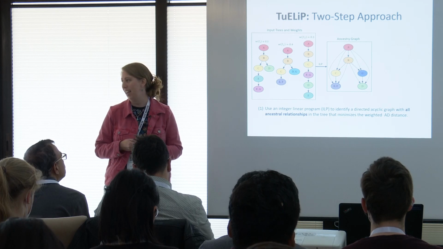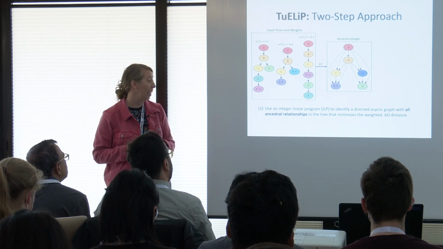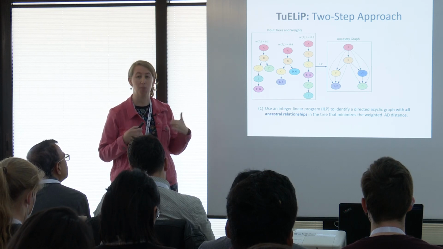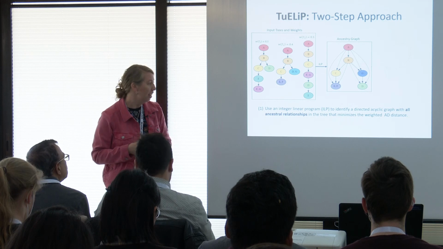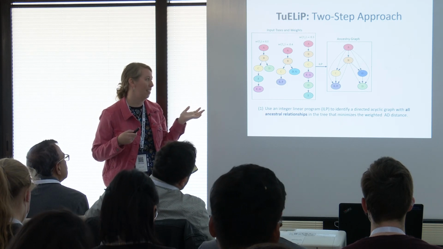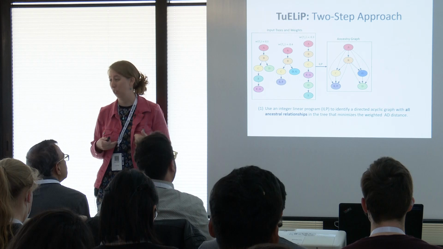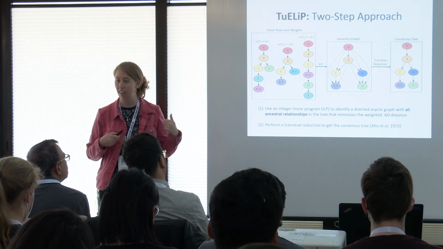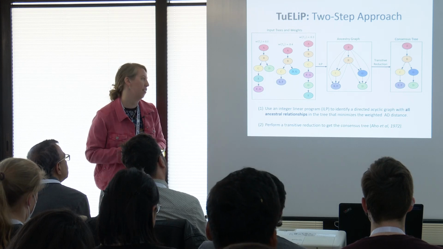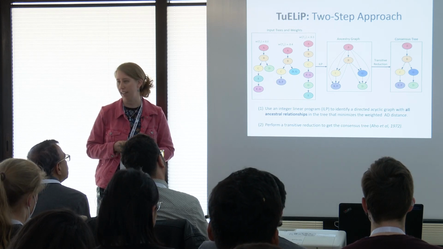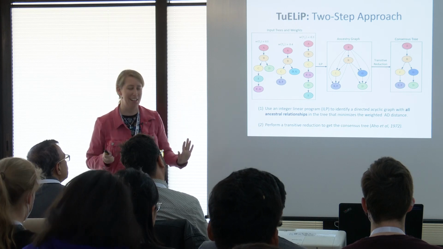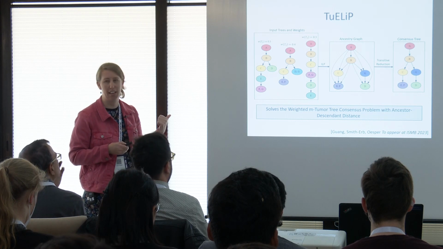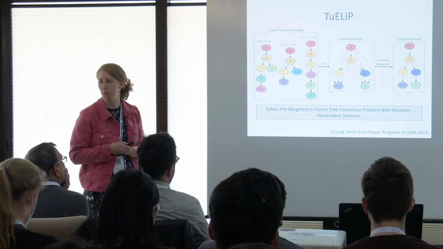What we're going to identify is a very particular DAG that has all directed ancestral relationships that will exist in our final consensus tree. Once we have this particular DAG, it has some special properties, and we can show that the transitive reduction of this graph does, in fact, give us a tree. And so that is going to be our consensus tree that we find. Again, I'm glossing over lots of details in here. But in summary, this is our method TULIP, and it solves that problem exactly, the weighted M tumor tree consensus problem.